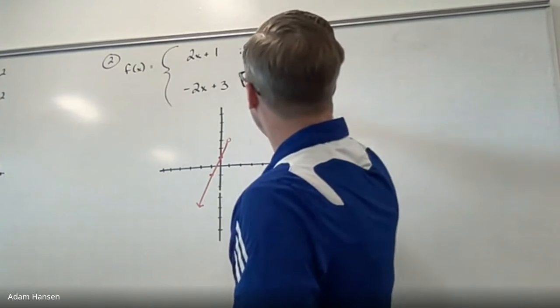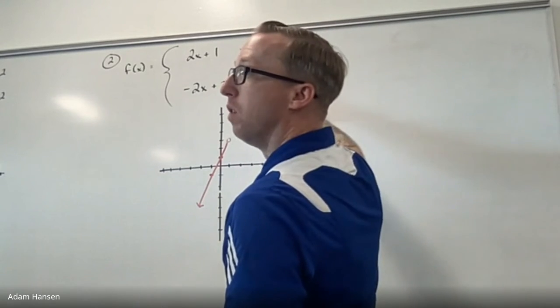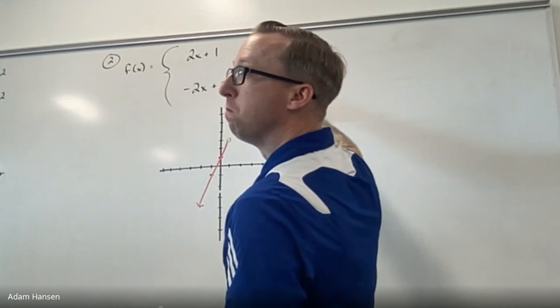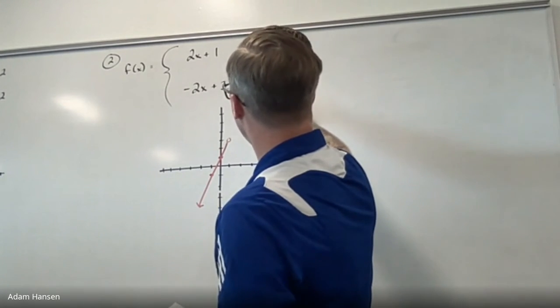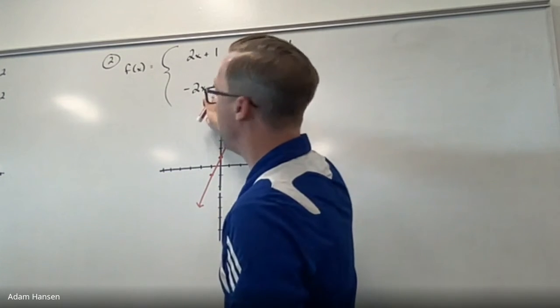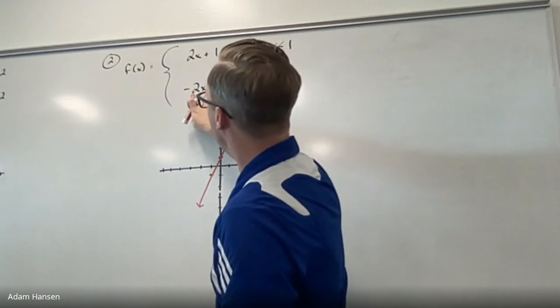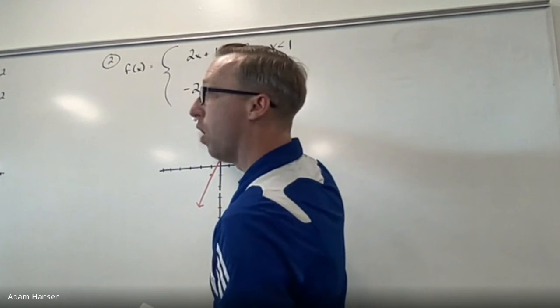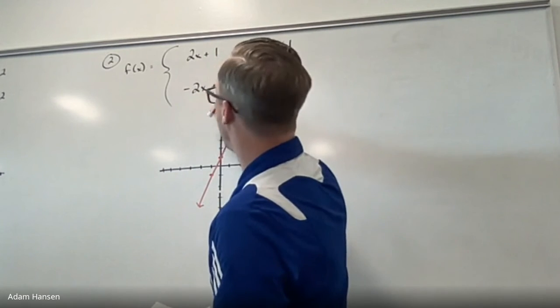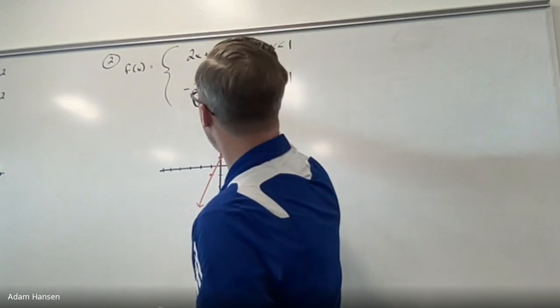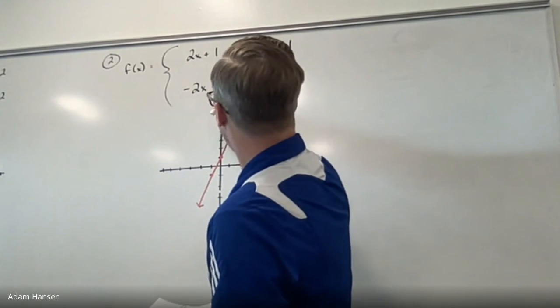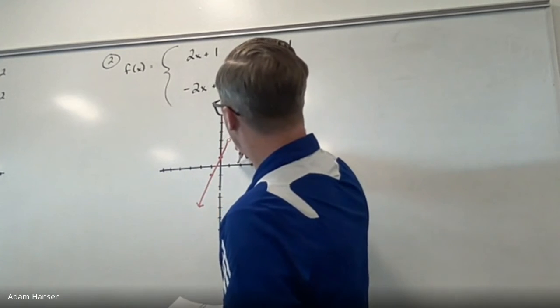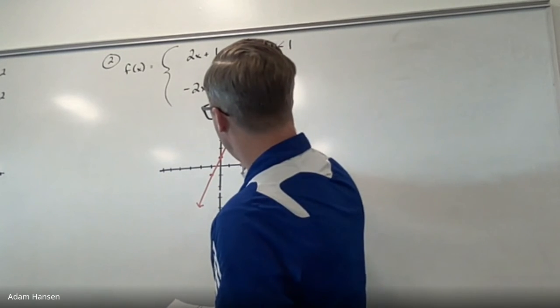Luca, how about another number that's greater than or equal to 1? 2. Since 2 is greater than or equal to 1, let's plug 2 in for x to figure out where the graph's at. Negative 2 times 2 is negative 4. What's negative 4 plus 3, Luca? Negative 1. There you go. So if I have an x coordinate of 2, the graph is at negative 1.